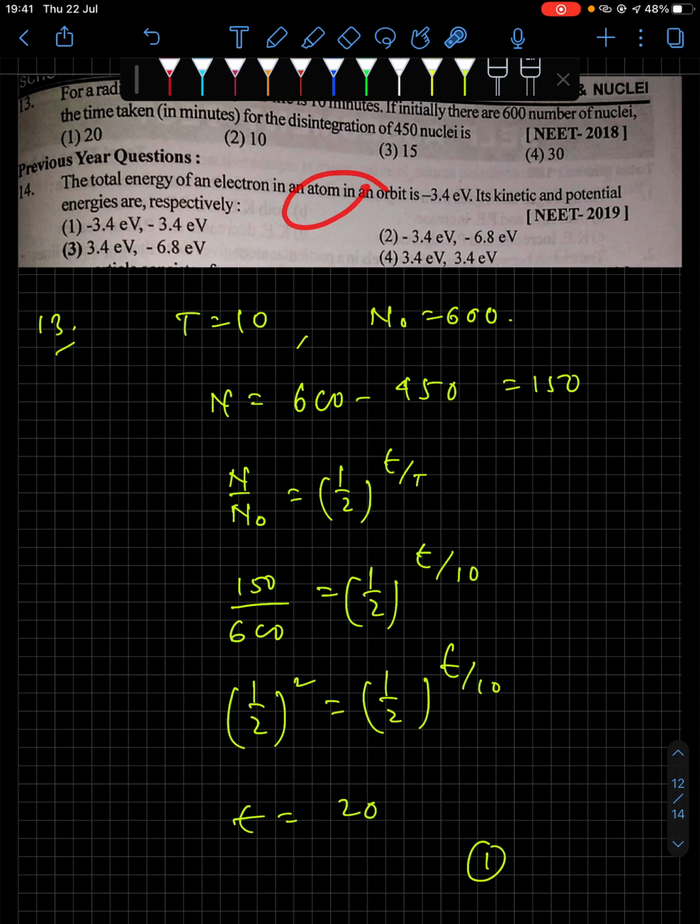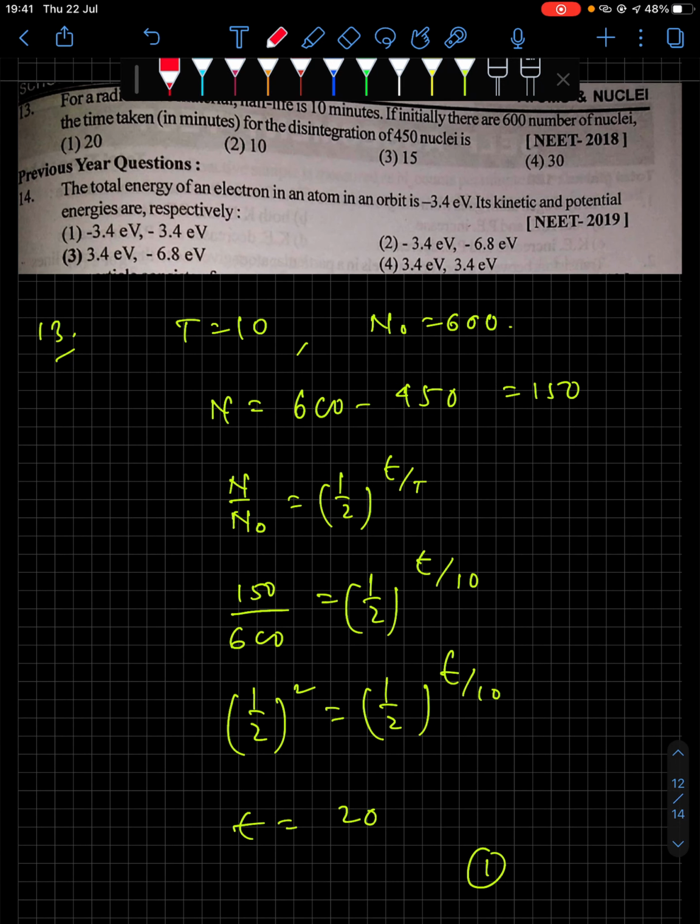The total energy of an electron in an atom in an orbit is given. What are the kinetic and potential energies? Now we know that kinetic energy is minus times the total energy, and potential energy is double the total energy. So your answer will be 3.4 and minus 6.8. Okay, option number 3.